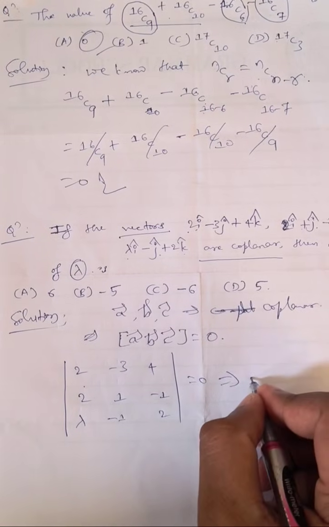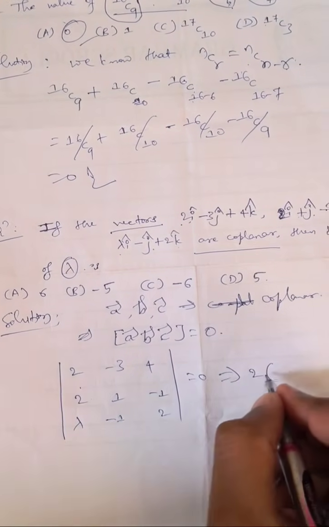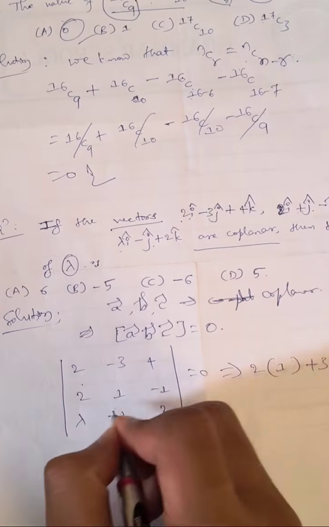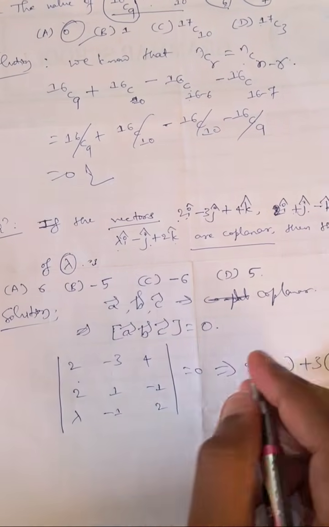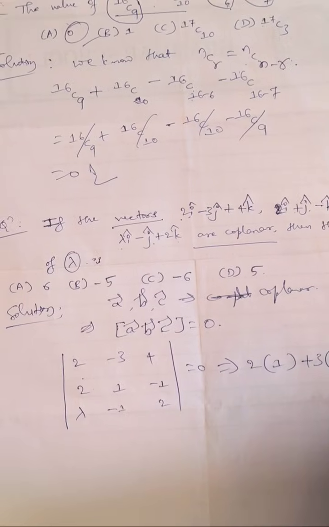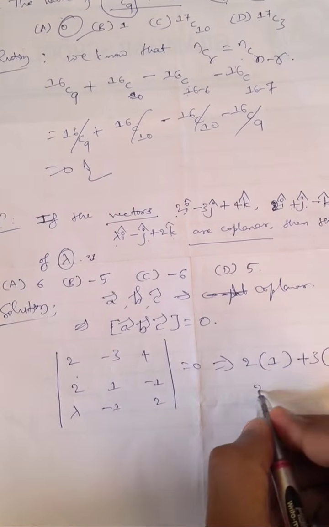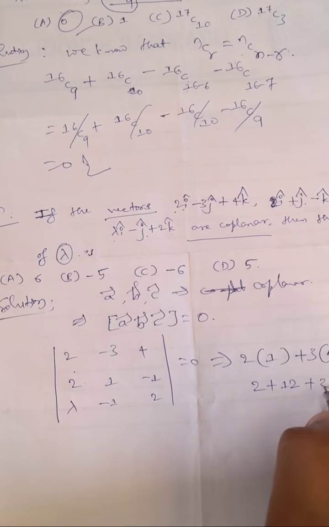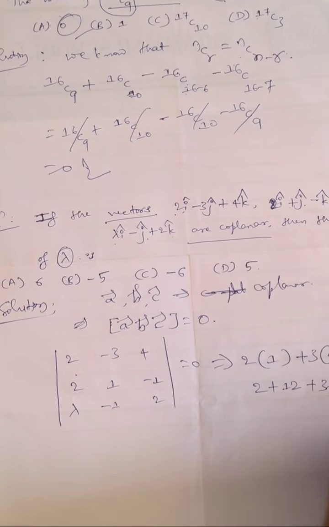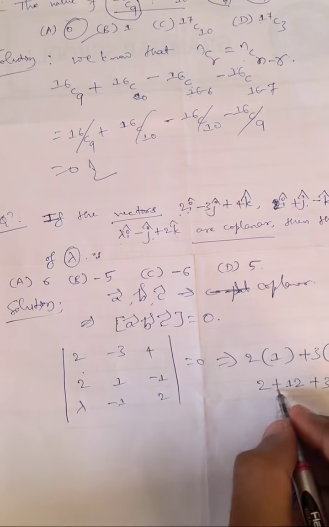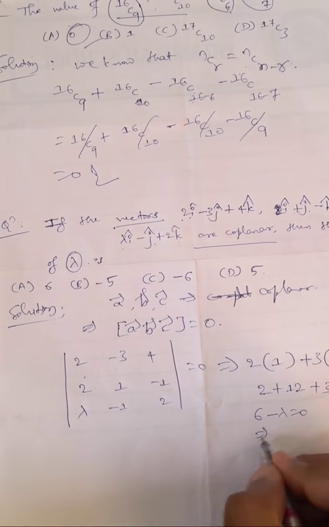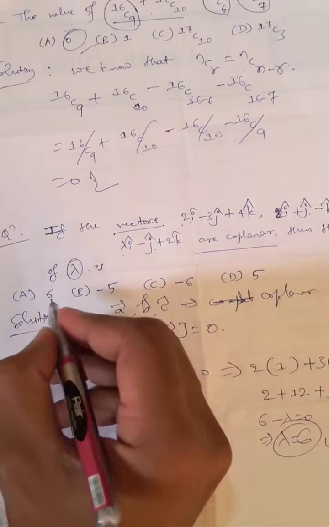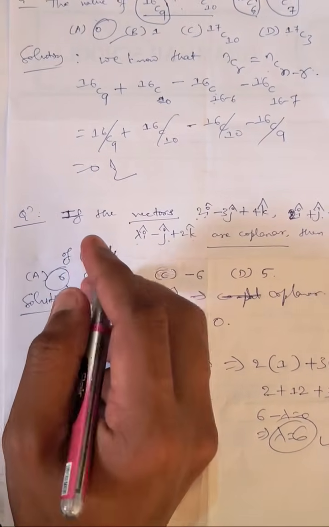Now expand this determinant. What will you get? 2 times (2 minus 1) plus 3 times (4 plus lambda) plus 4 times (minus 2 minus lambda), that is equal to 0. Solve this one. So 2 plus 12 plus 3 lambda minus 8 minus 4 lambda equals 0. Solve this for lambda: 12 plus 2 is 14, minus 8 is 6, minus lambda equals 0. So lambda equals 6. This is the value of lambda. So the answer is option A, the correct answer. Is it clear? Now come to the next set of questions.